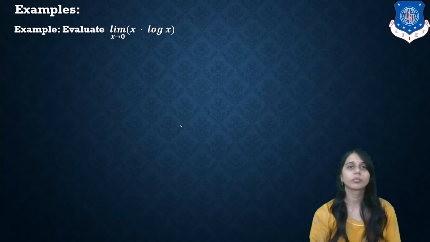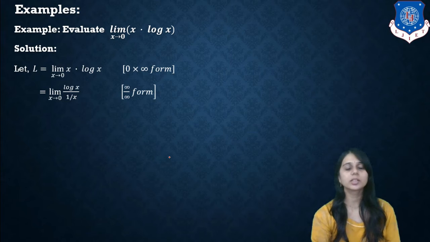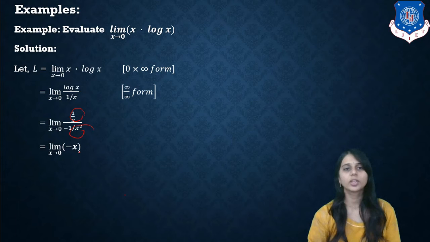Example, evaluate the limit as x tends to 0 of x into log x. So L equals the limit as x tends to 0 of x into log x, it is 0 into infinity form. So the limit as x tends to 0 of log x upon 1 by x is infinity by infinity formation. Applying L'Hopital's rule, we take the differentiation of numerator and denominator. So as x tends to 0, we get minus x, which is 0.